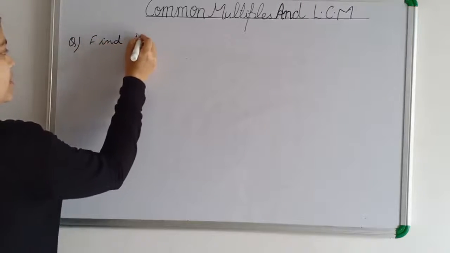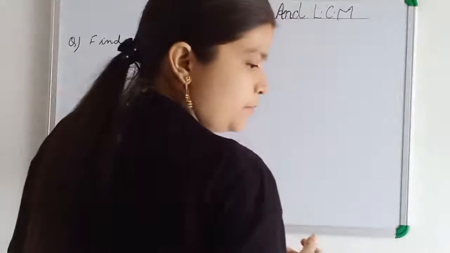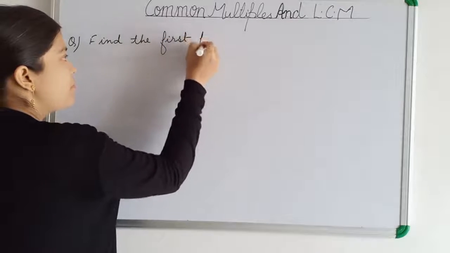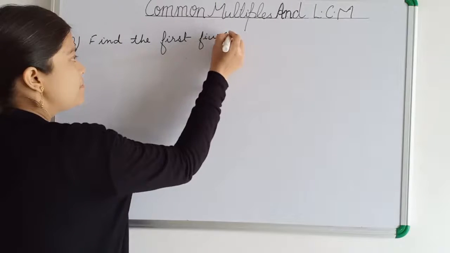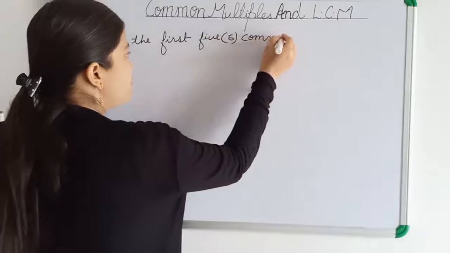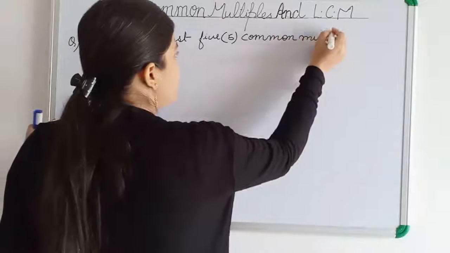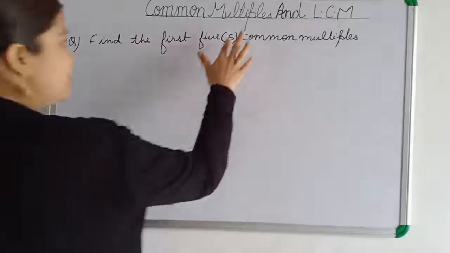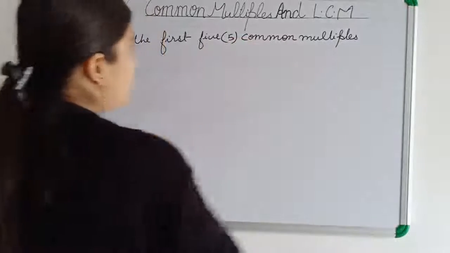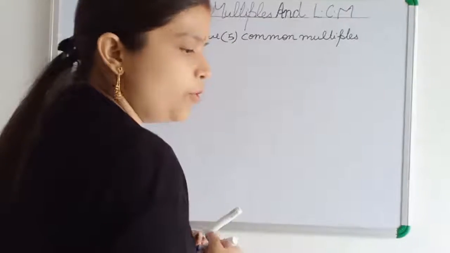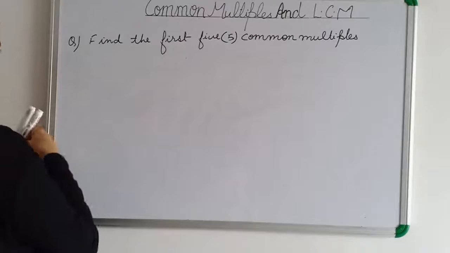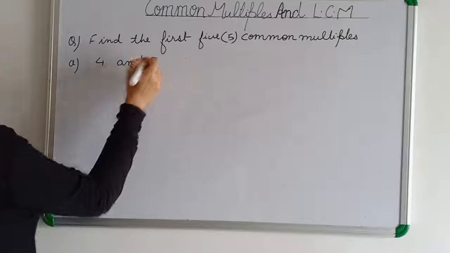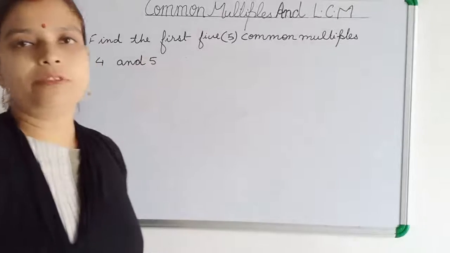Find the first 5 common multiples. So we have to find first 5 common multiples of the pair of numbers 4 and 5.